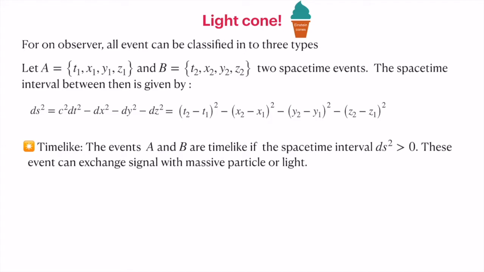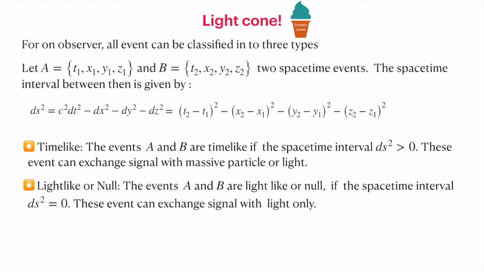Time-like separated events: the events A and B are time-like separated if the space-time interval ds square is greater than 0. These are the events which can exchange a signal with a massive particle or light. Then comes the light-like or null event. The two events A and B are null separated or light-like separated if the space-time interval between them ds square is equal to 0. These events can exchange only light; the propagation of light is represented by light-like or null events. Now it is also important to see, we say light in a loose sense, we know that all particles with zero mass are represented by ds square equal to 0.